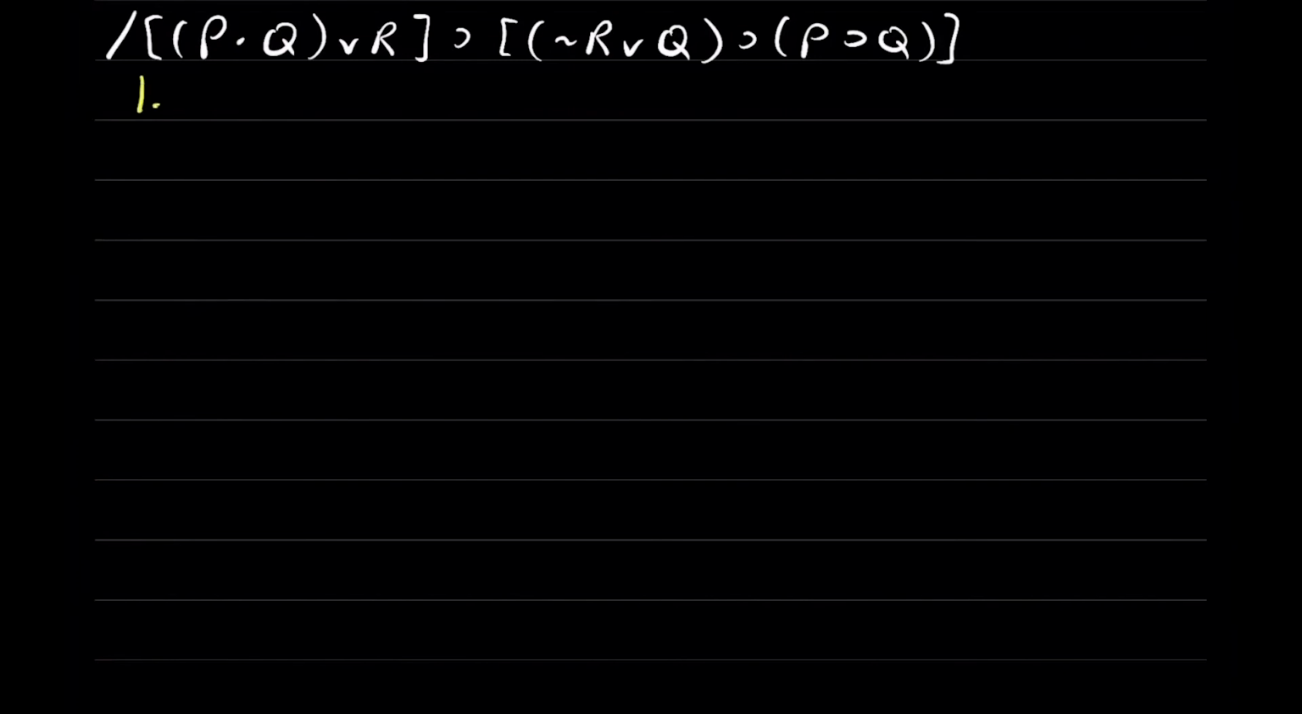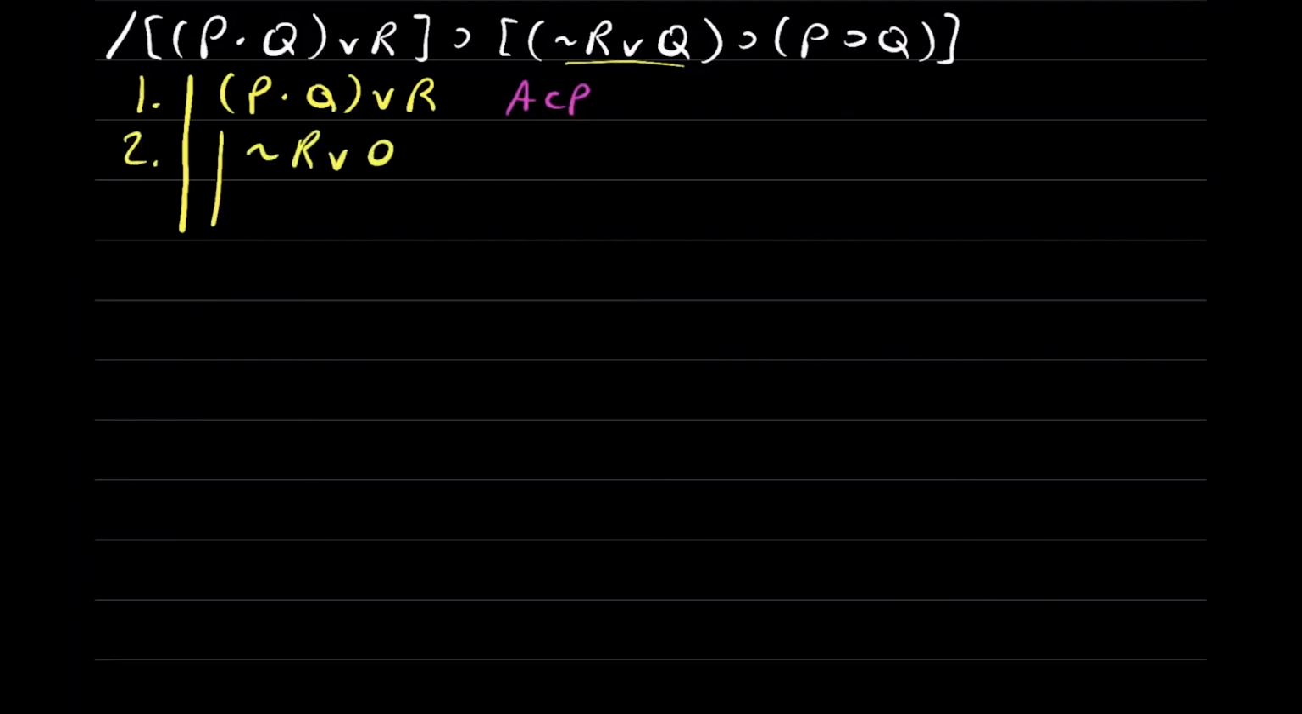Okay, line 1. Because this statement is a conditional, I'm going to do conditional proof. I'm going to assume the antecedent. So we'll assume P and Q or R. ACP. And now we're trying to prove what's inside the bracket on the right, the consequent of that conditional. But that in itself is another conditional. The antecedent is not R or Q. So I'm going to do another conditional proof sequence inside that one. Not R or Q. ACP.